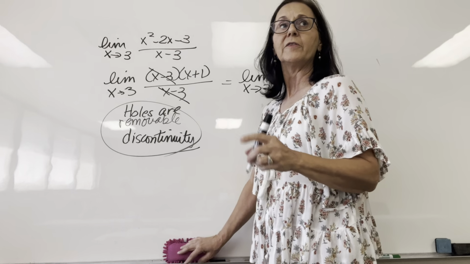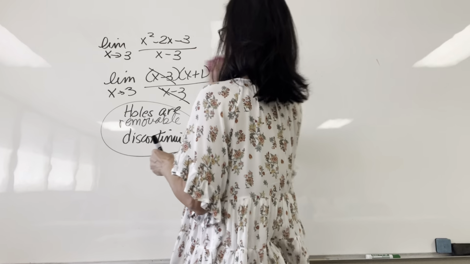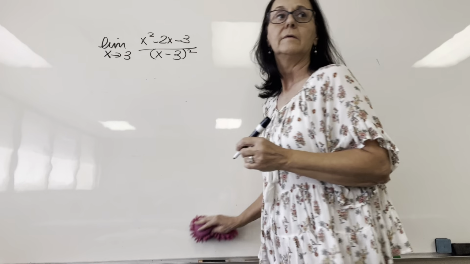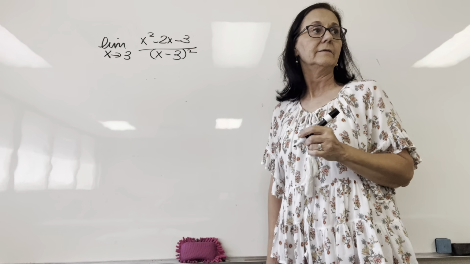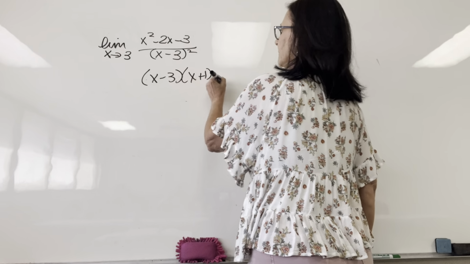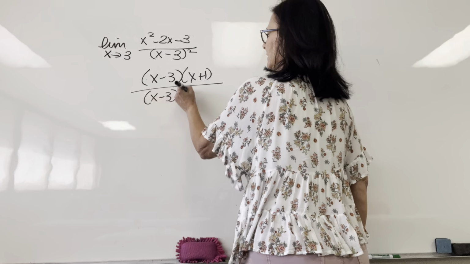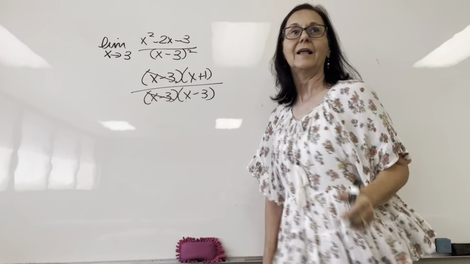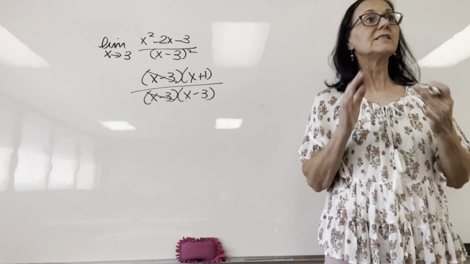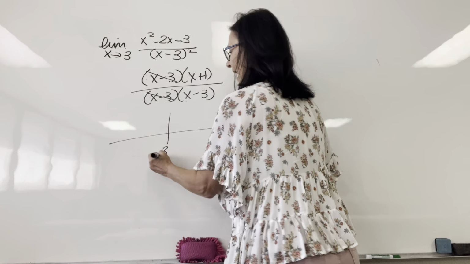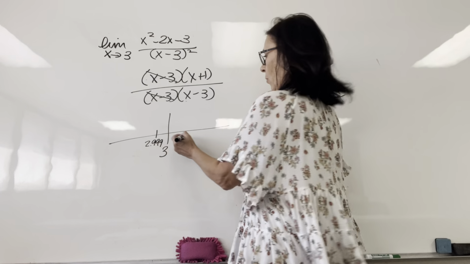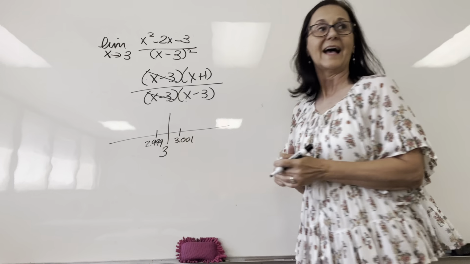Okay? All right, here's where there's not a removable discontinuity. This is not a removable discontinuity because this would be x minus 3 times x plus 1 over x minus 3 times x minus 3. Look, only one eliminates. You do not have a removable discontinuity here. This is when we have to look at 3. What happens at 2.999? What happens at 3.001? That's when we have to do this.